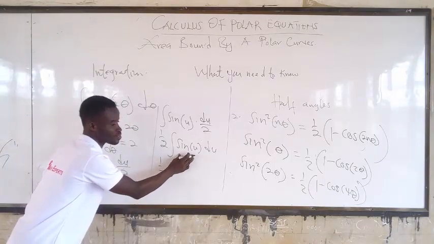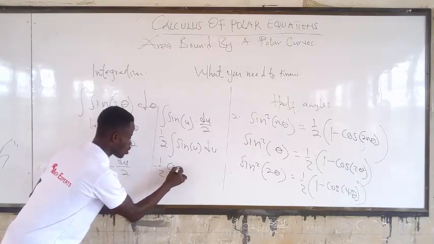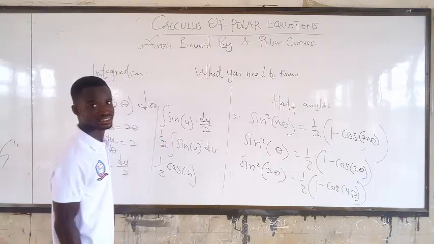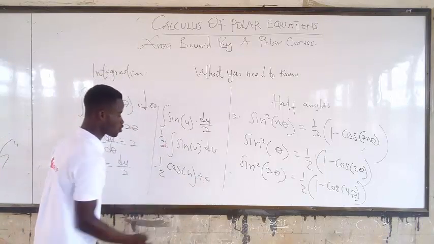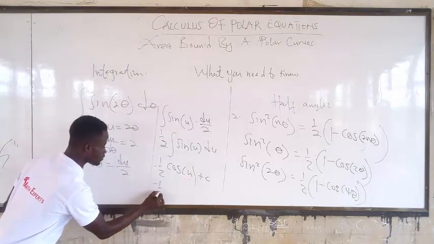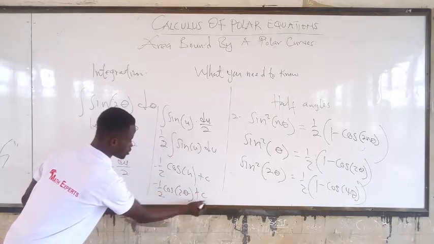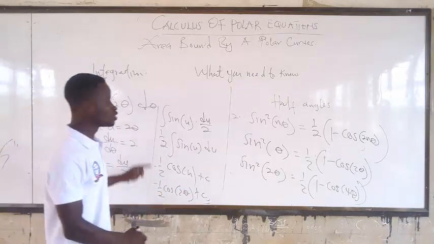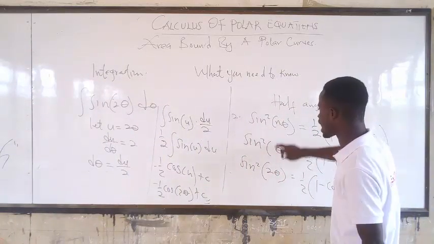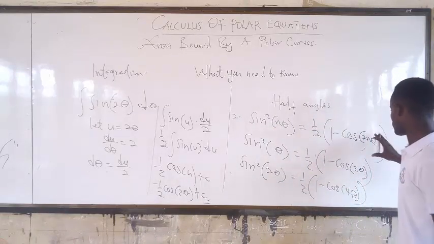half integrate sine u, you get negative cos u, plus C. But you know u is 2 theta. So negative half cos 2 theta plus C. That's going to be beautiful. Don't forget it, because for instance, if you have to integrate something and you can't, you change the function to this. Know that.